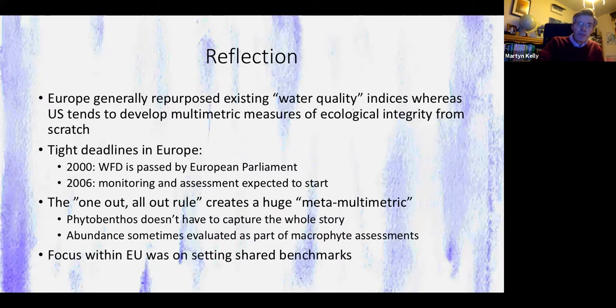So phytobenthos doesn't have to capture the whole story. And also, I think a lot of the focus, especially in the early years, was on setting up shared benchmarks. So going back to those early years, there was a feeling that we had quite a lot on our plate. And if we could pick up an existing metric and batter it into shape, then that would do for now.